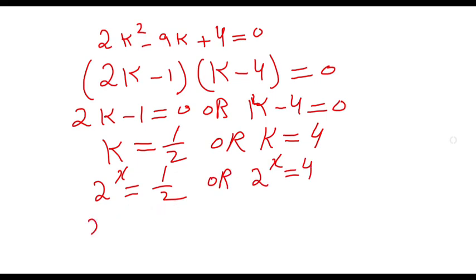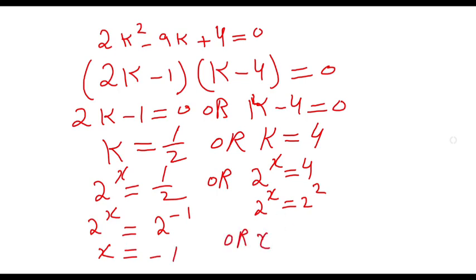Now 2^x = 1/2. The 2 I pull up becomes 2^(-1). Remember, if you pull the power up, the positive power becomes negative. 2^x = 2^2, since 4 I can write as 2^2. Now the bases are the same, so therefore x is equal to negative 1, or on this side x is equal to 2. So this is my final answer.